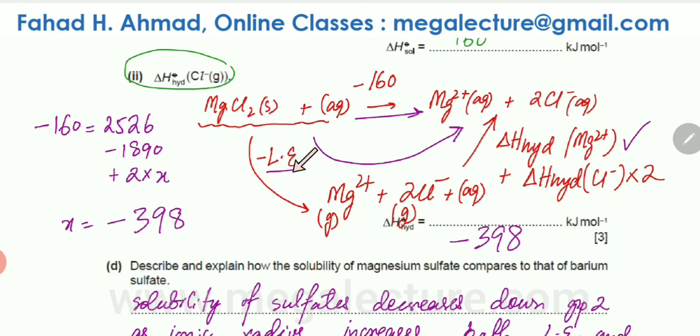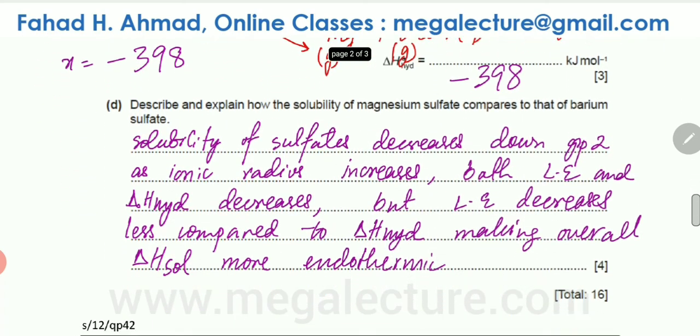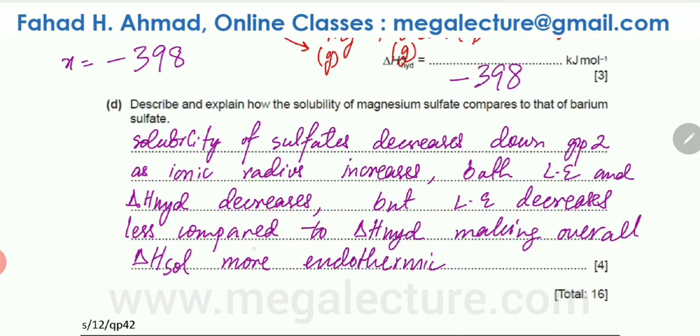This is an endothermic process, because you're breaking bonds. Then the ions form bonds with water. Bigger ions don't form very strong bonds, which is why the enthalpy change of hydration, where gaseous ions bond with water to form aqueous ions, would also decrease. So both values decrease, but lattice energy decreases less, which basically means that the overall enthalpy change of solution becomes more endothermic.